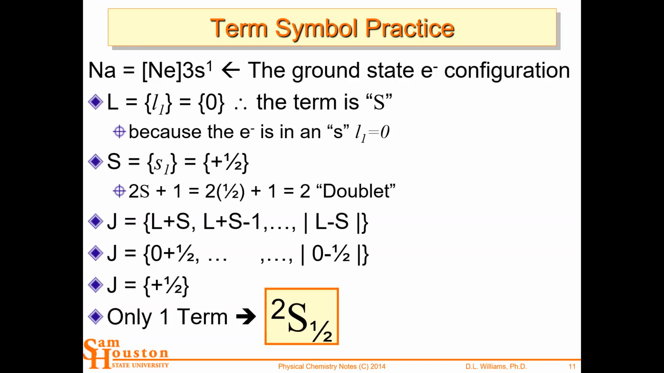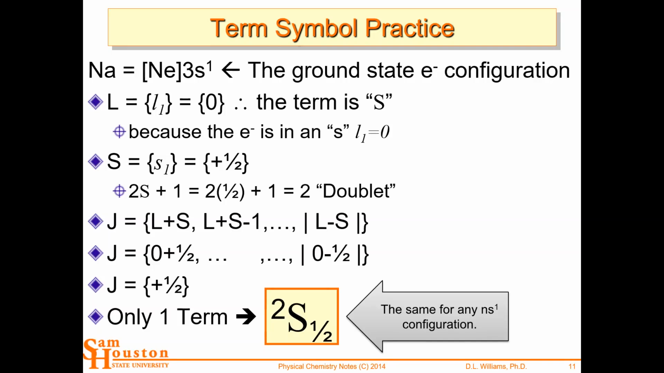And the mathematical sets, again, were boring because we really didn't have multiple terms, or multiple mathematical results inside the sets. So this is the same also for any ns1 configuration. So this is describing the electron cloud, and if the electron cloud for potassium or rubidium or lithium is the same as sodium, it's going to have the same description. Okay, so this is the same term for any ns1 system.